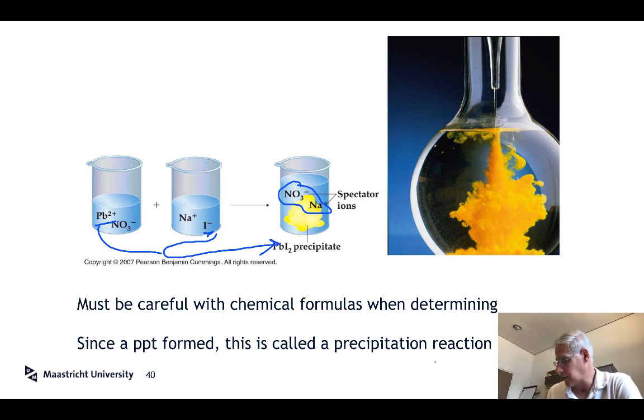And we see that here in this very pretty yellow color coming down in the beaker. You do have to be careful with the chemical formulas when you're determining what the precipitate's going to be. Notice that my iodide here has a -1 charge. The lead has a 2+ charge. And so we do have to have two iodides to balance out the charge with the lead. Now, since we got a precipitate forming, we call this a precipitation reaction.